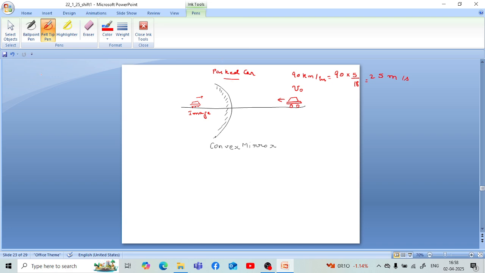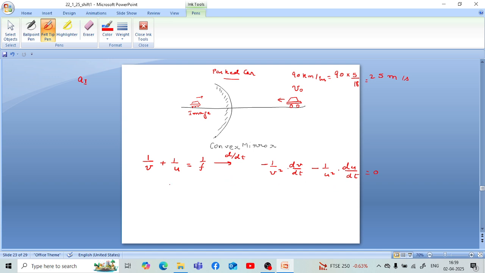Now, to solve this problem, we have to find out basically the acceleration of the image, a_i. So first of all, we have to derive the expression for this acceleration of image. For this derivation, we have to utilize the basic formula of the mirror: 1/v + 1/u = 1/f. Now we can differentiate this equation with respect to time, and we get -1/v² dv/dt - 1/u² du/dt = 0.